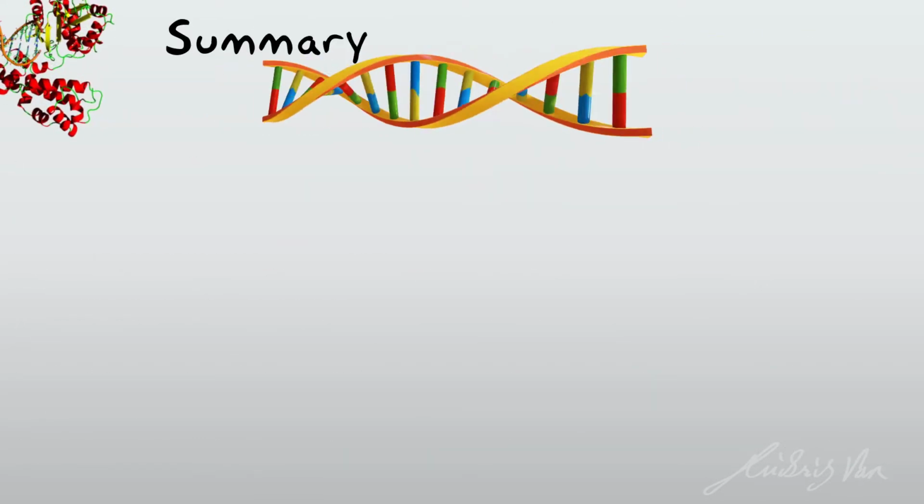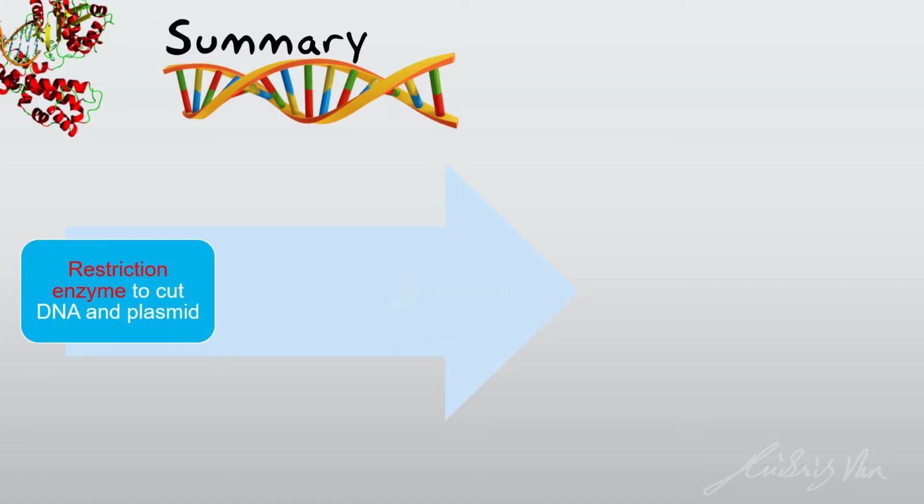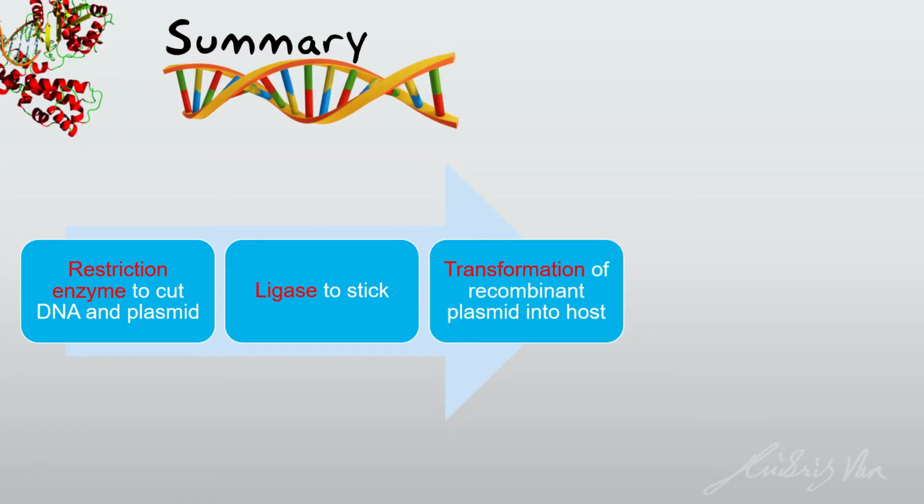So in summary, we use restriction enzyme to cut both the DNA and plasmid. Then we use ligase to stick or seal the desired gene into the plasmid. Then we perform transformation of the recombinant plasmid into the host. Depending on the application of the protein, for example, if the protein is something that we want to harvest and, let's say, give to humans, we can grow the bacterium in a fermenter and harvest the protein.